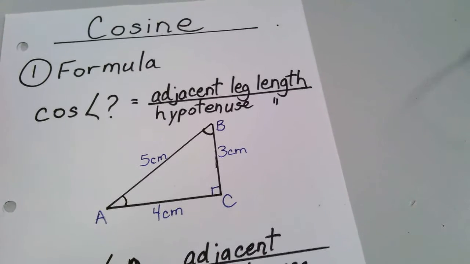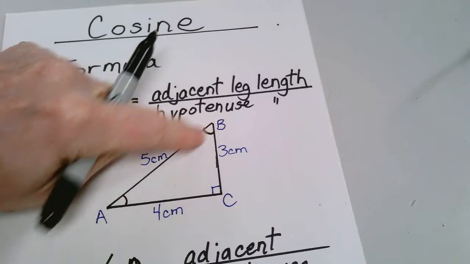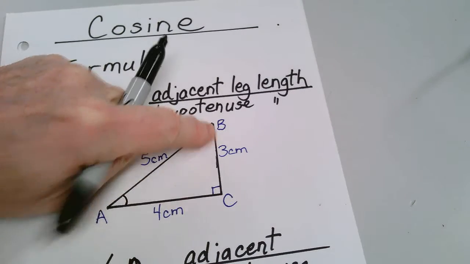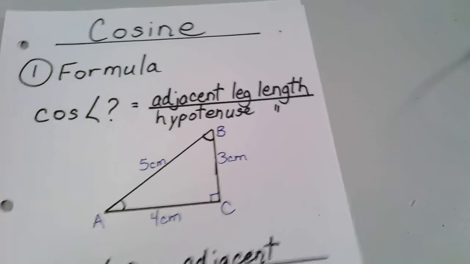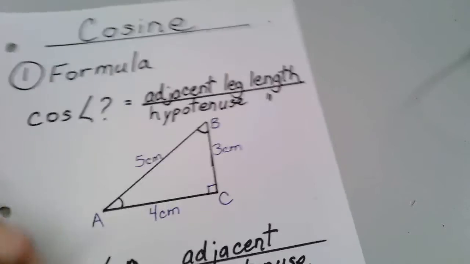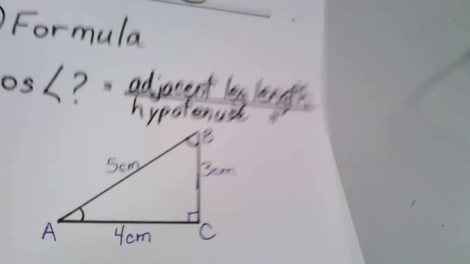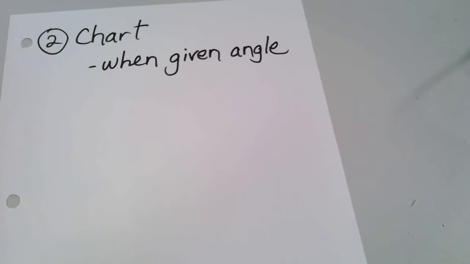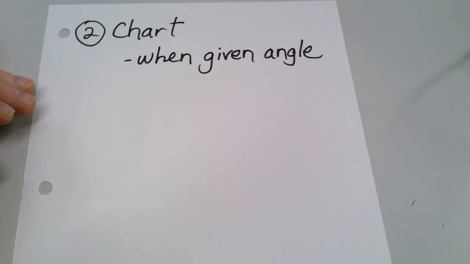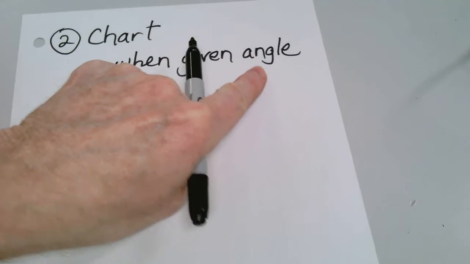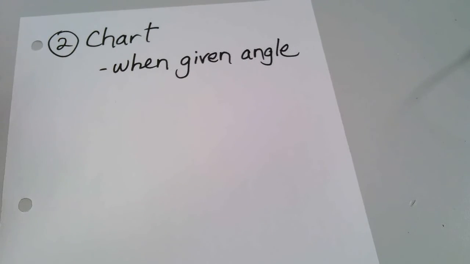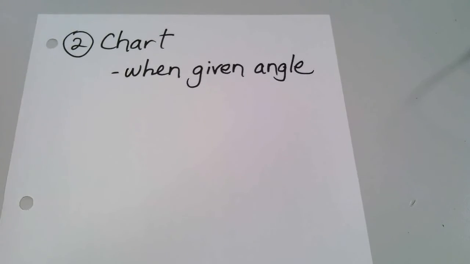So just like with sine, if they give you the lengths of the sides of the triangle, you can use the formula to figure out cosine. The second way is the same as when we found the sine, and that is, if they give you the angle, then you can simply use the chart. And we remember that chart.